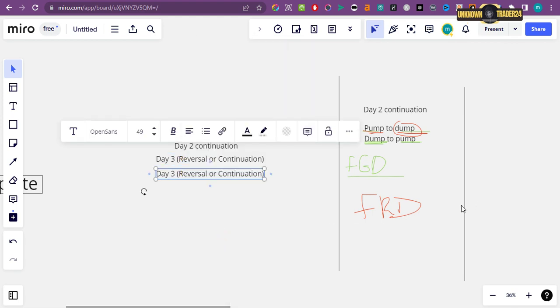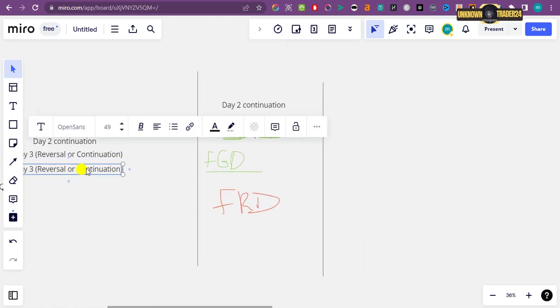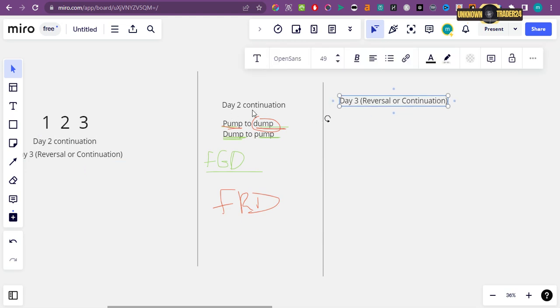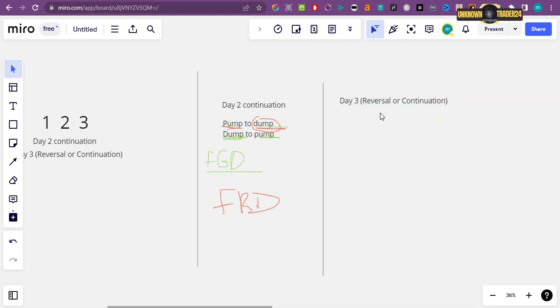We have 2 strategies: day 2 continuation trade, day 3 reversal, or day 3 continuation. On day 3, they will be violent. Either they are gonna reverse, or they are gonna continue. So your job is to find, what are they doing? Are they pumping to dump, or are they dumping to pump? This is the setup we are looking for. We are looking for a pump to dump or dump to pump.